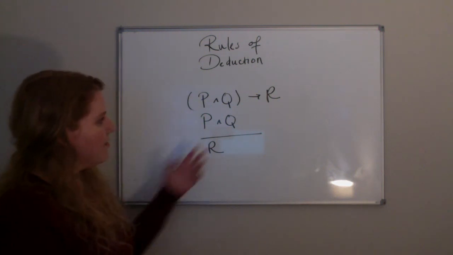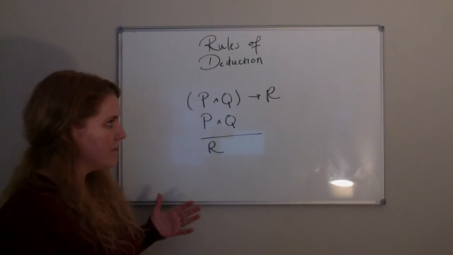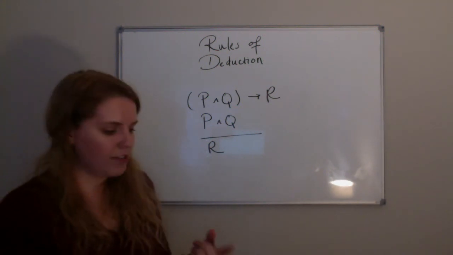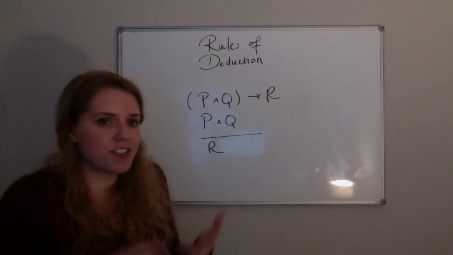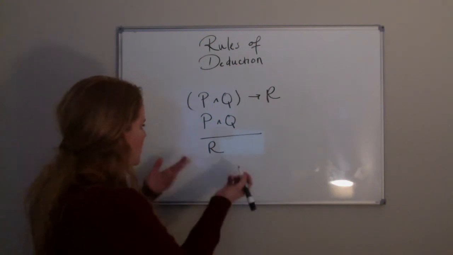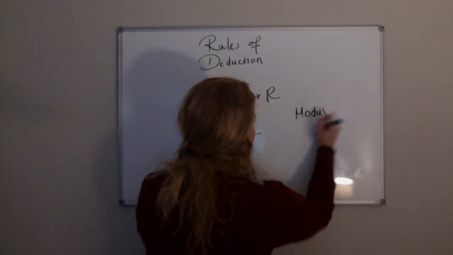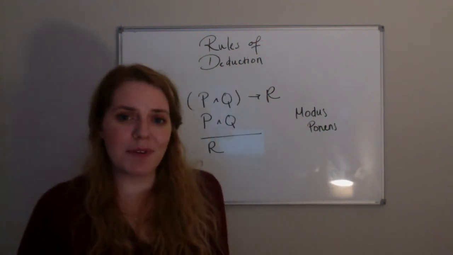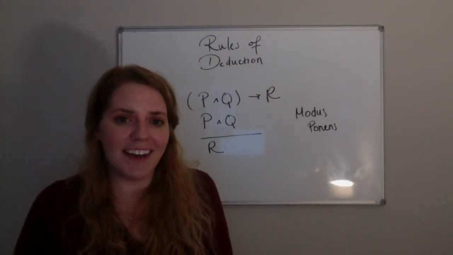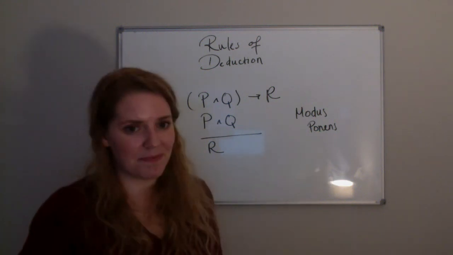So here we have a conditional claim, and the antecedent is in our premises. And if our premises include a conditional claim and the antecedent, then we can just deduce the conclusion. We just know that the conclusion follows. So this is just modus ponens. And as we all know, modus ponens is a valid argument pattern. So this is a valid pattern of deduction.